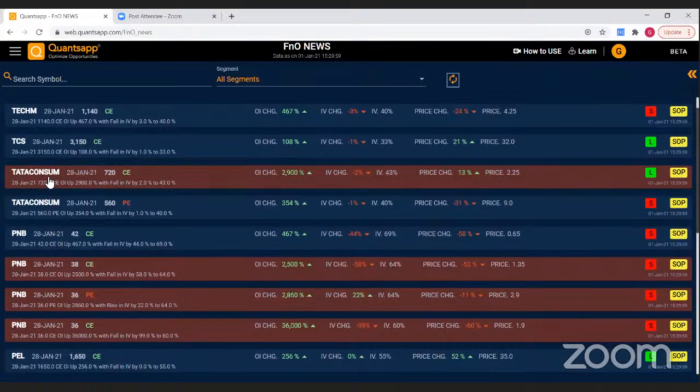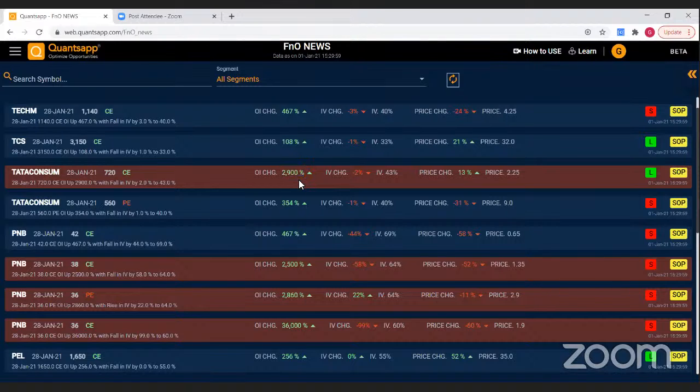I had no idea what really happened in Tata Consumer yesterday, but here I can see that on the call side, the 720 call option for the expiry of 20th January, the OI buildup is nearly 3000%, and this is very huge. The OI has changed by 2900%, and the green is indicating an increase in the OI. Even though the price change is not that much, you can see that market participants are taking positions in the 720 call option.